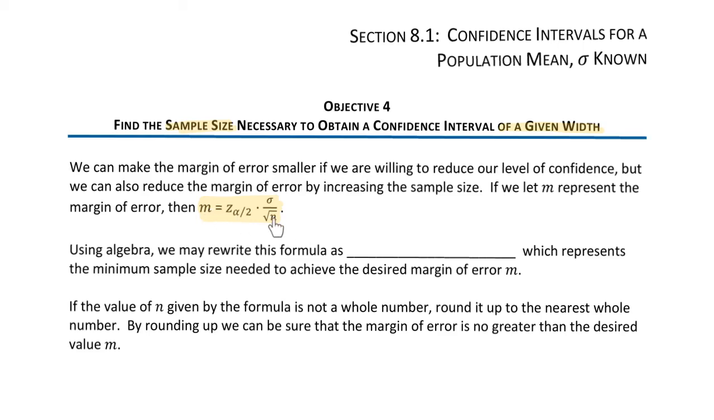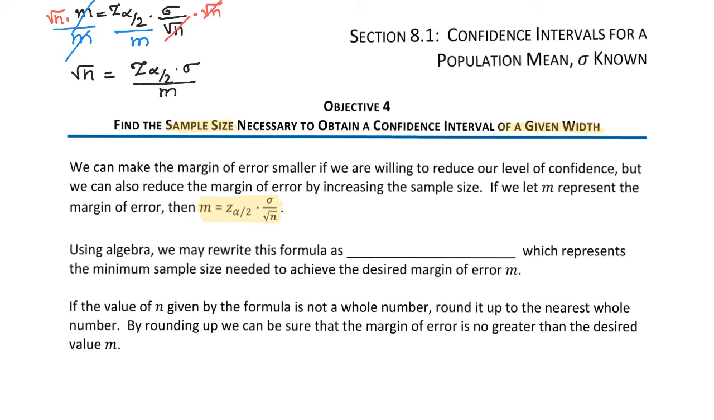So I'm going to solve this formula for n to find the sample size necessary to obtain a confidence interval of a given width. First multiply both sides by square root of n. So these two cancel. Then divide both sides by m. So these two cancel. And you will get square root of n equal z alpha over 2 times sigma over m. Now in order to solve for n, square both sides. If you square this, square and square root will cancel, you will get n equal to this whole thing.